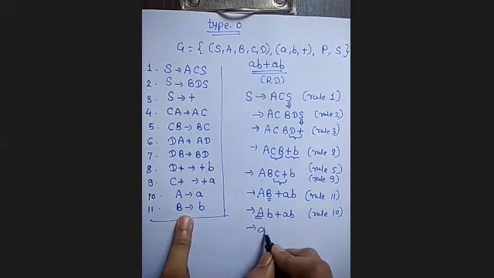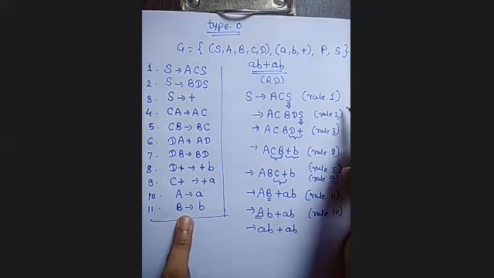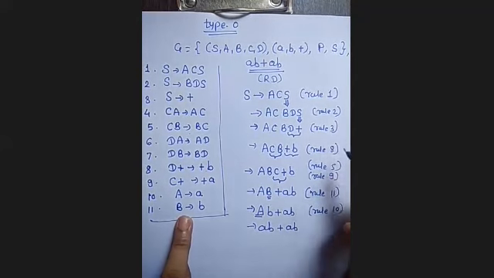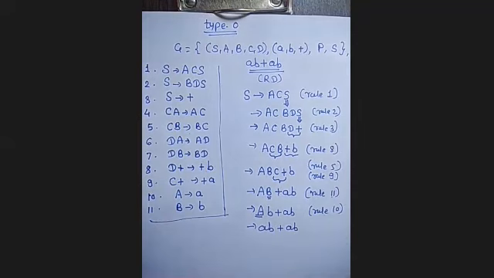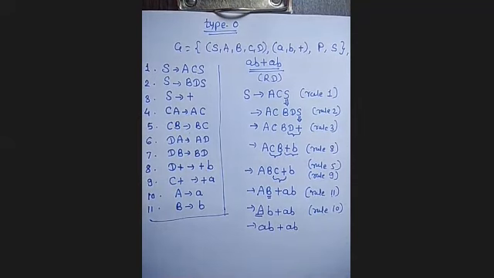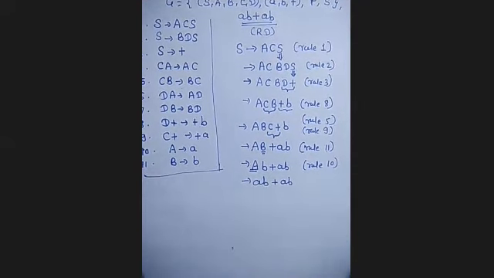And now we have derived the string. So we applied rules number 1, 2, 3, 8, 5, 9, 10, 11 and 10. So this is a derivation, but now we'll draw the derivation graph. So you know the derivation graph.